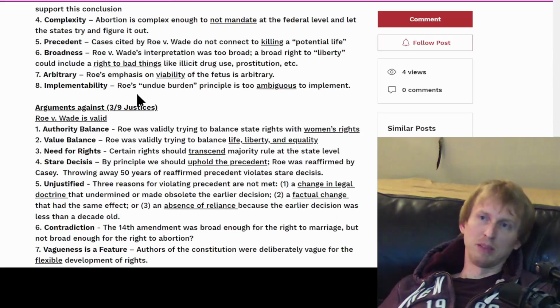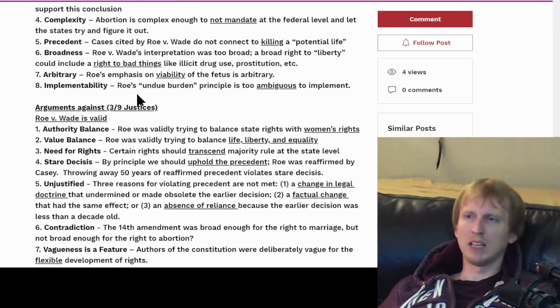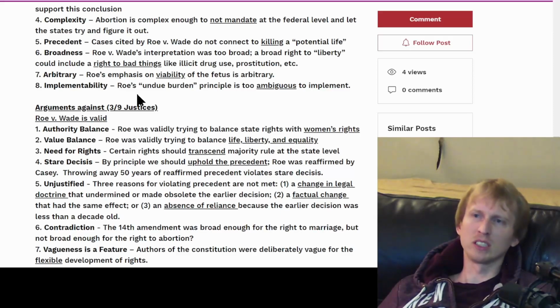The next argument is complexity. Something like abortion is complex enough to make it unwise to mandate at the federal level, and to make it more wise to let the states try to figure it out, to give the states the freedom to experiment and try to figure out what's the best policy on abortion.